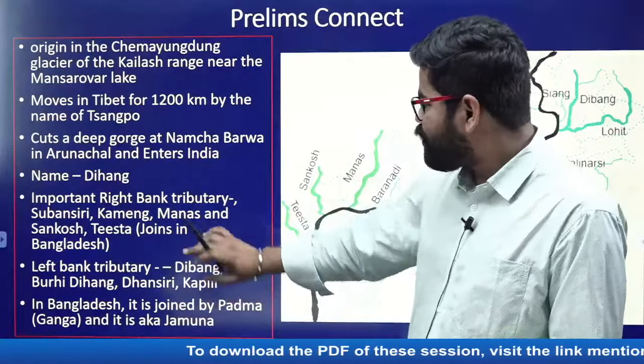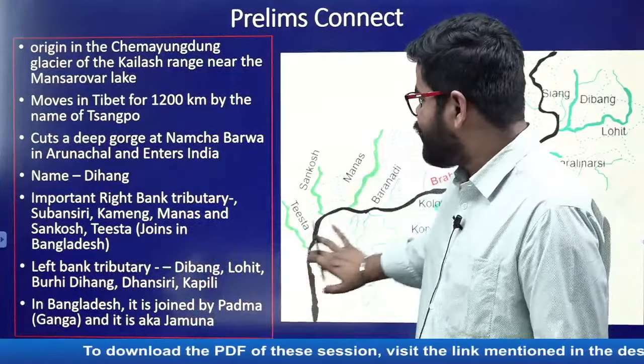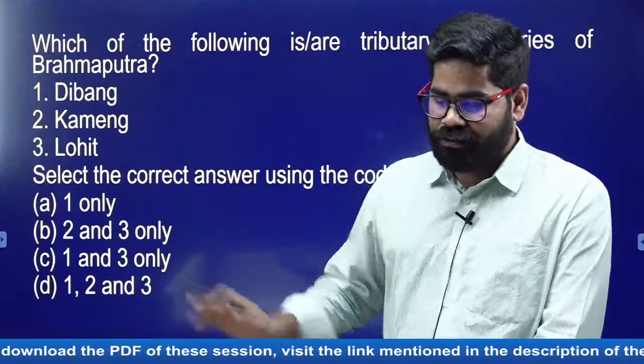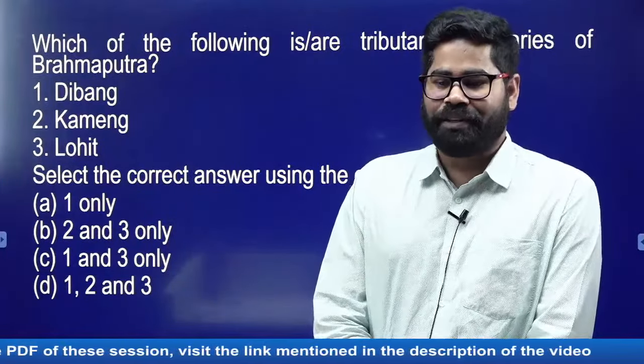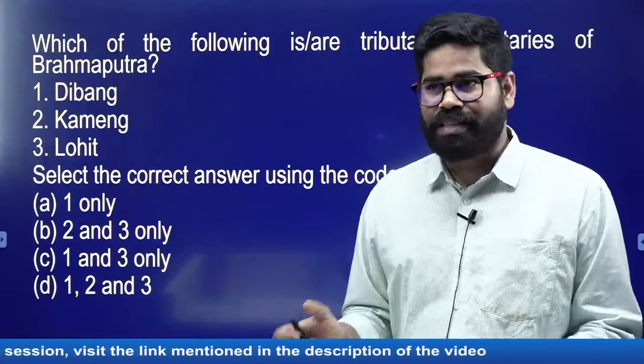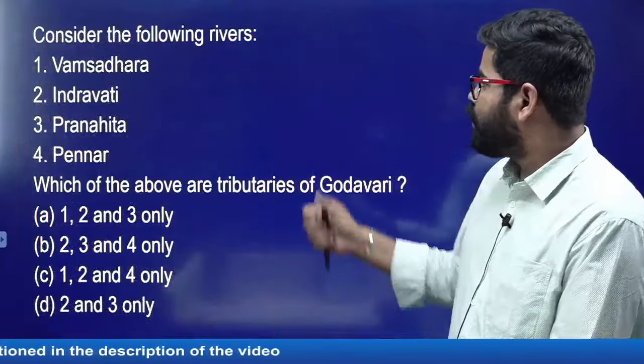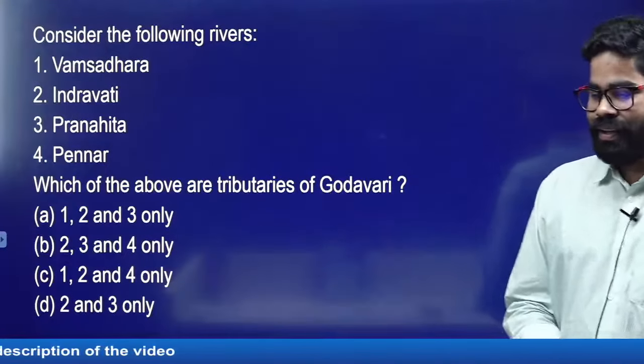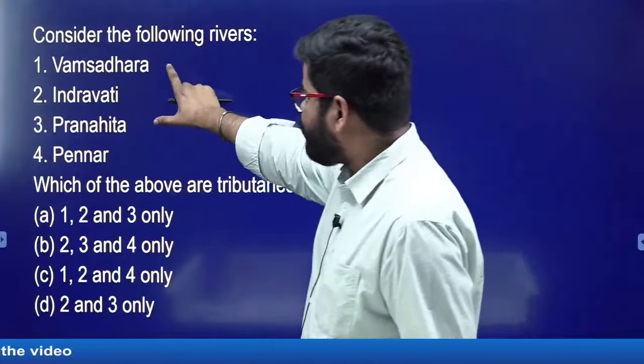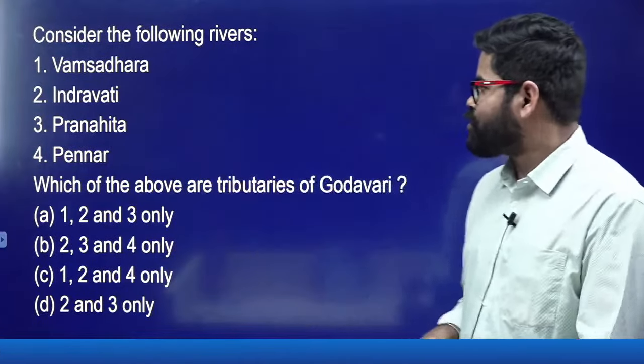So here the answer would be D, that is 1, 2 and 3. All of them are tributaries of Brahmaputra river. Okay. And this is from the NCERT. So see the NCERTs, there you will get the answer of it. Okay. Now this one. Now we have seen certain names earlier also.